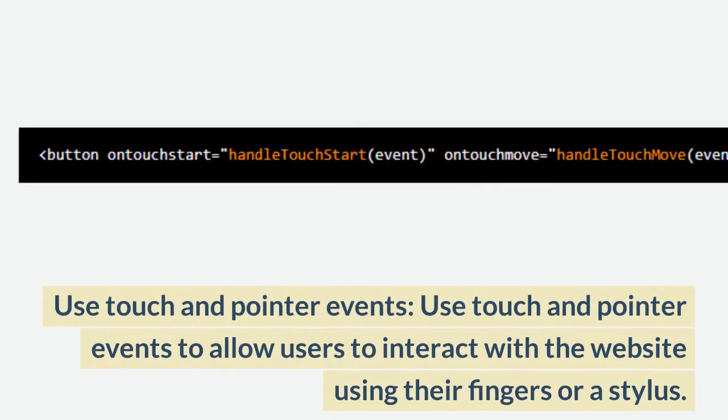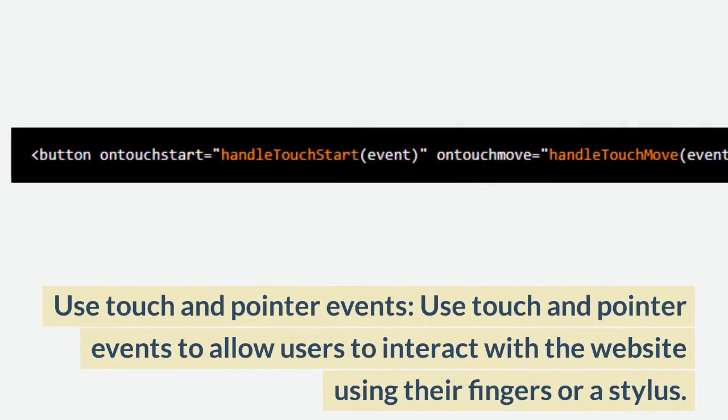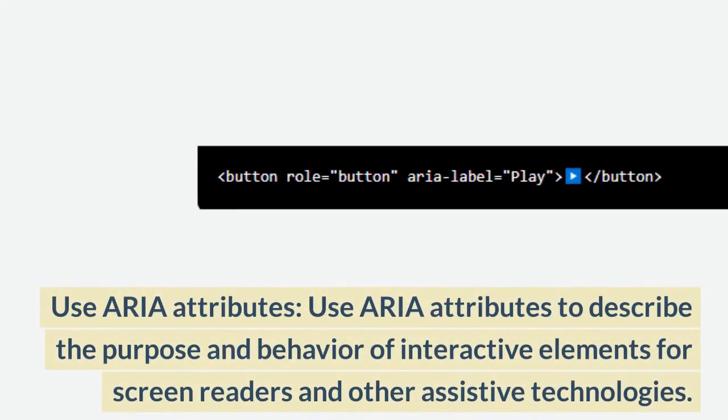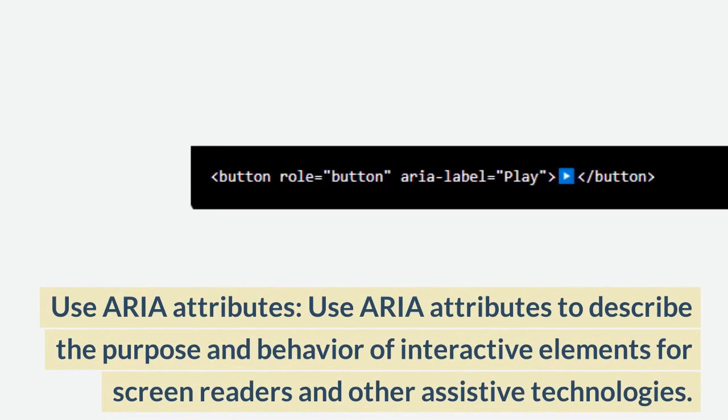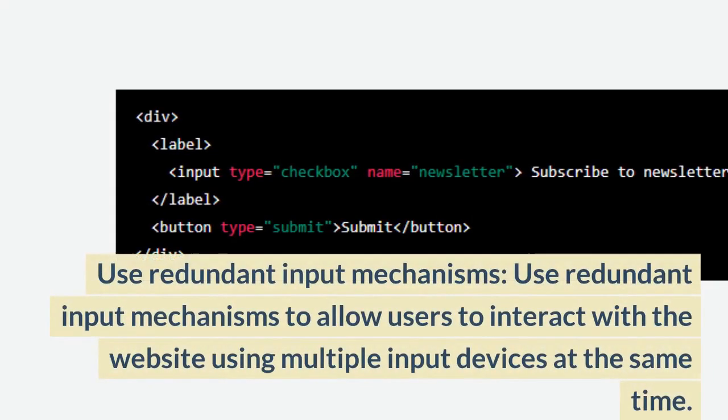Use touch and pointer events. Use touch and pointer events to allow users to interact with the website using their fingers or a stylus. Use ARIA attributes. Use ARIA attributes to describe the purpose and behavior of interactive elements for screen readers and other assistive technologies.